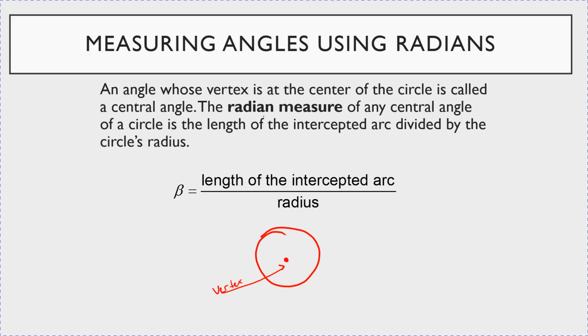All right, the radian measure of any central angle of a circle is the length of the intercepted arc divided by the radius. Okay, so let me explain what the intercepted arc is. So here's our angle. Okay, an angle is 2 rays, right? From here to here is the radius, okay? This is the intercepted arc right here, between the 2 rays. So the intercepted arc is between the 2 rays of the angle.